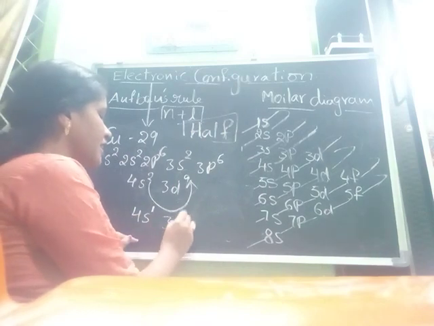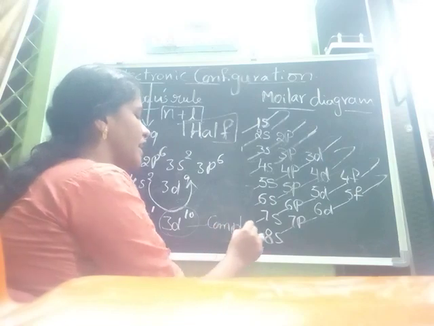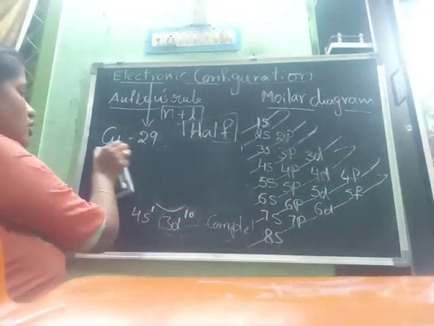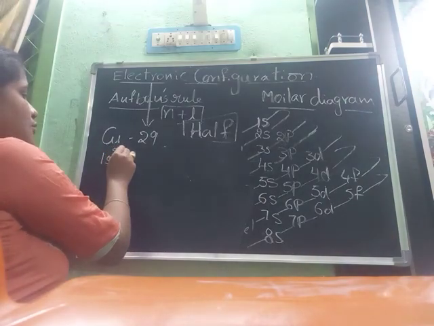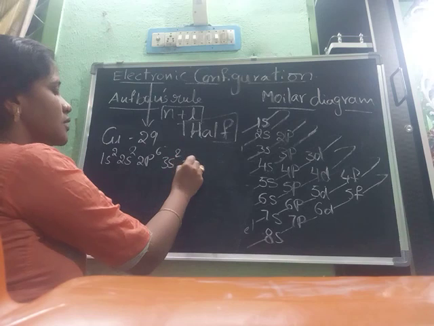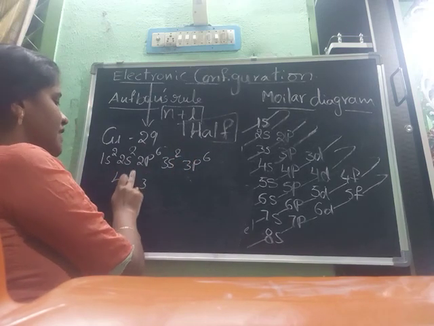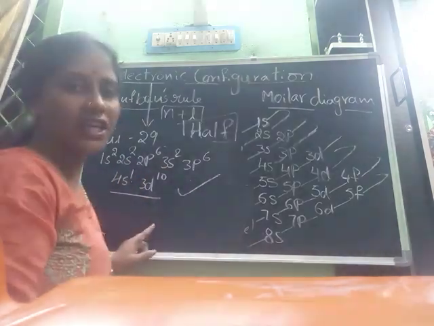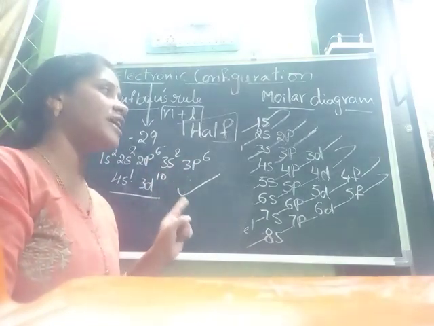Now what does it become? 4s1 and 3d10. Now it is completely filled, d completely filled with 10 electrons, so it will be stable. Now write the exact correct configuration of copper: 1s2, 2s2, 2p6, 3s2, 3p6, 4s1, 3d10. This is the correct configuration of copper. Copper and chromium contain the exceptional electronic configuration; the remaining are as they are.